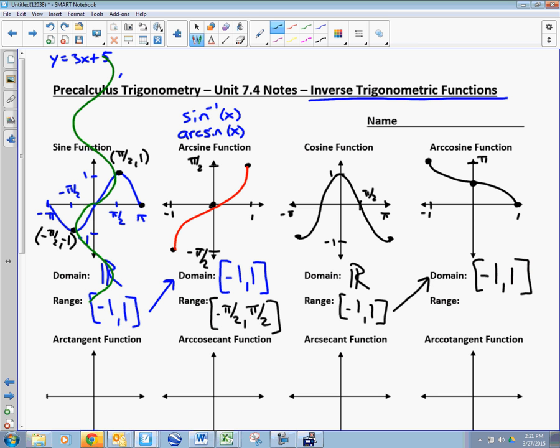So we get that kind of graph. So you can see the domain is from -1 to +1, but the range in this situation is from 0 to pi.